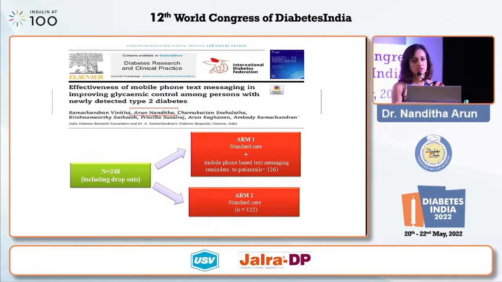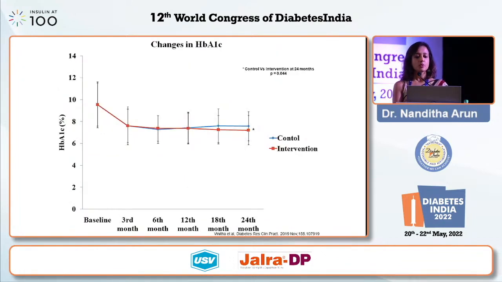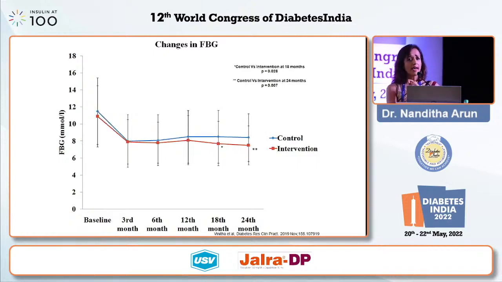Patients who were newly detected with type 2 diabetes, around 250 patients, were randomized into two groups. Both the groups received standard of care, but only one group received serial text messages on their phone, basically reminding the patient to adhere to their prescriptions and to take their medication regularly. Just simple text messages in the local language or in English, twice or thrice a week, to remind the patient. And at the end of the study, we found that there was a significant improvement in HbA1c in the intervention arm, that is the SMS arm, as compared to the control arm, and a significant improvement in the fasting plasma glucose in the intervention arm.